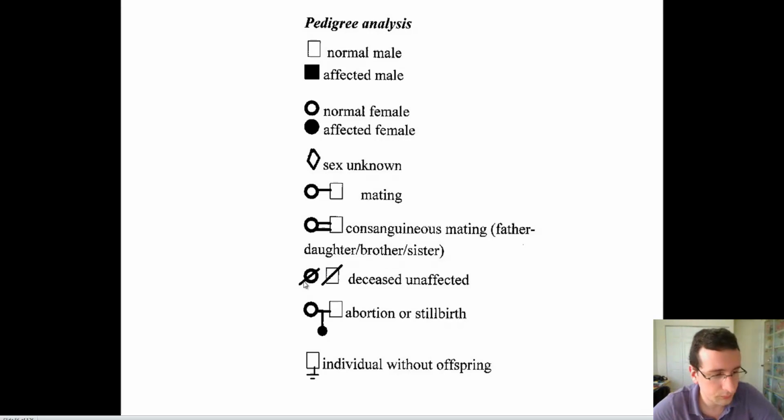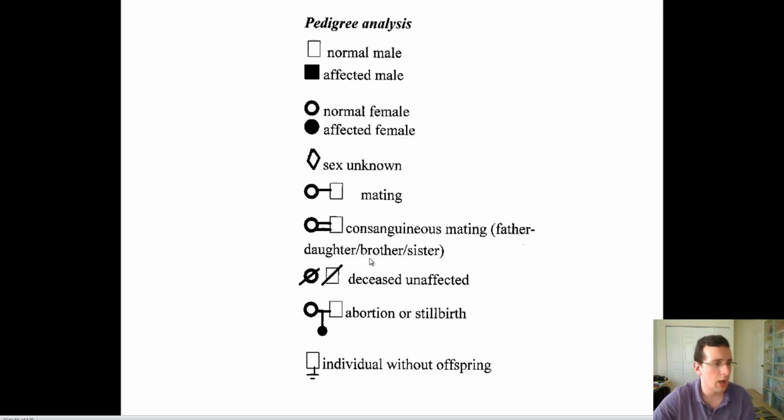Now, if the person is dead and was not affected at the time of death, we just cross them out on the tree. Usually we do that especially if the person died before having a child. We also have abortions or stillbirths, where children did not make it, or individuals without offspring, listed as ended like this. So these are some of the symbols that show up in pedigrees.